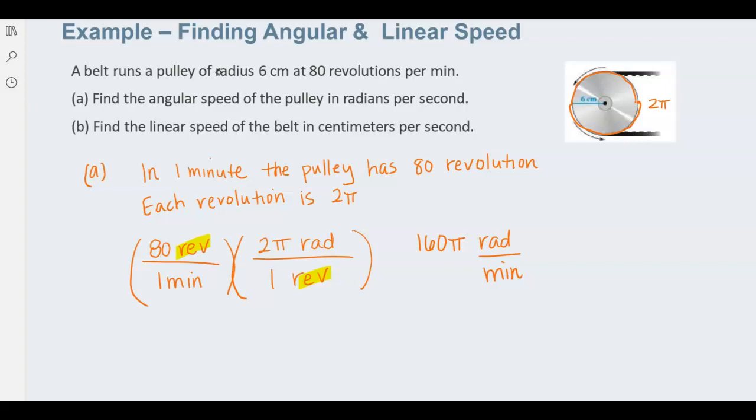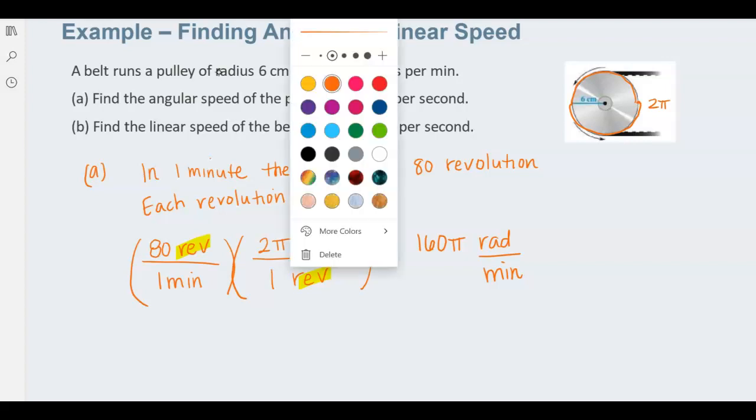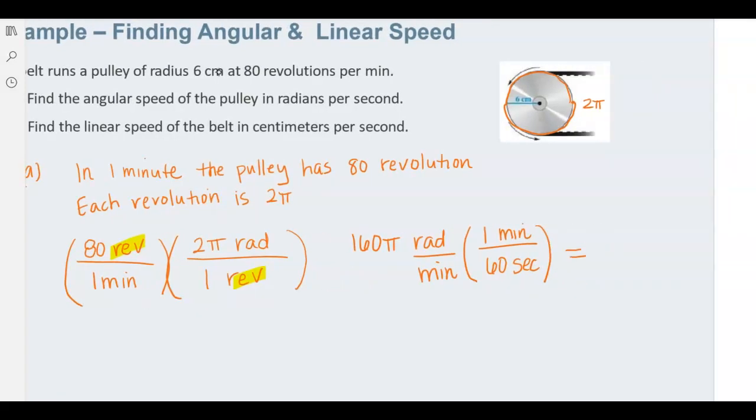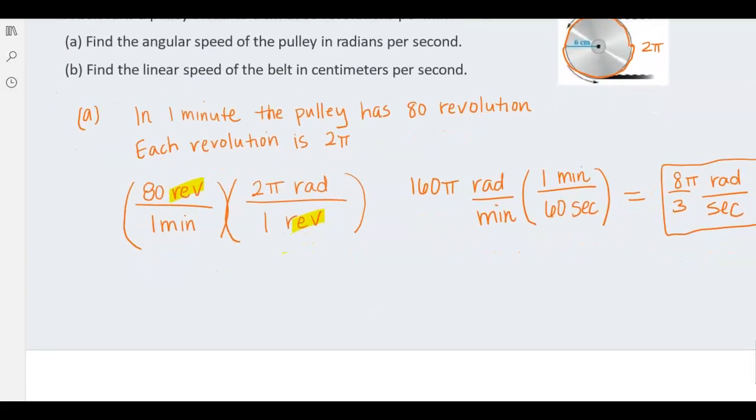But this is asking me, for part A, to know the number per second, right? So what I would do instead is go one step further and say, okay, in every 1 minute, there's going to be 60 seconds. So then I'm ending up with 160 divided by 60, which will give you 8/3 times pi radians per second. That's one way to do the problem.